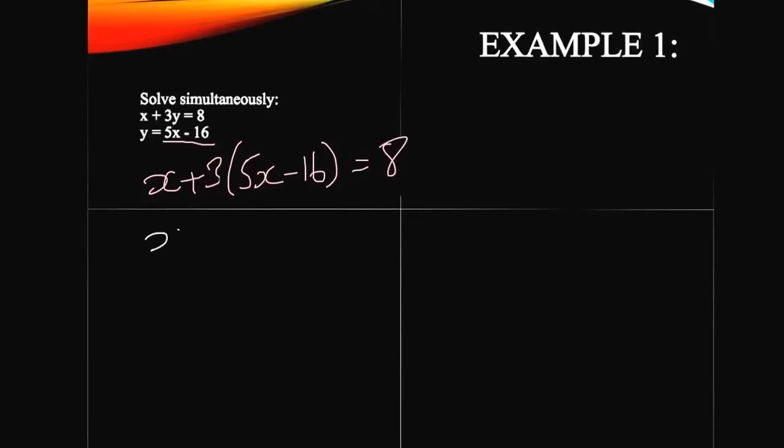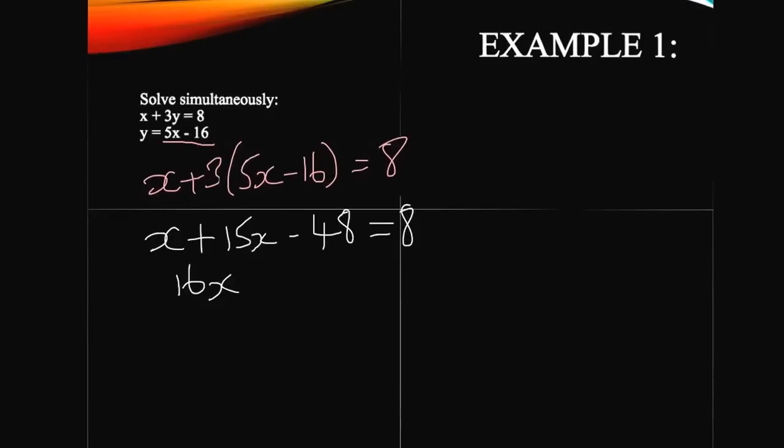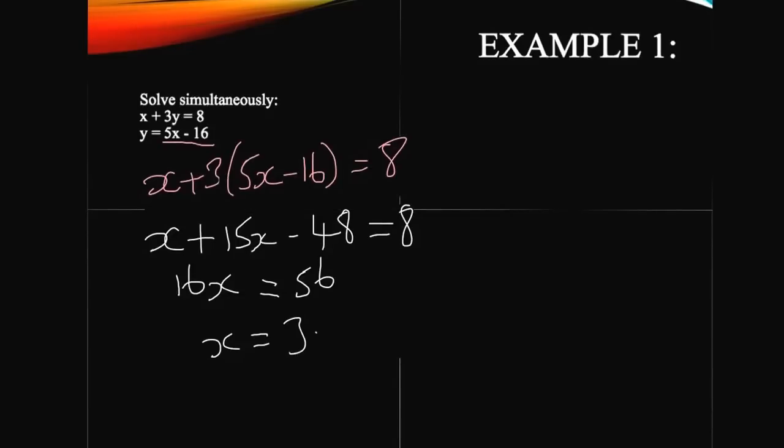So we've got x plus, and then we can expand this bracket out, 15x minus 48 equals 8. Collect all my like terms, so 16x equals, and I'm just adding 48 and 8 together now, so that gives me 56. And x is going to be 56 divided by 16, which gives me 3.5.